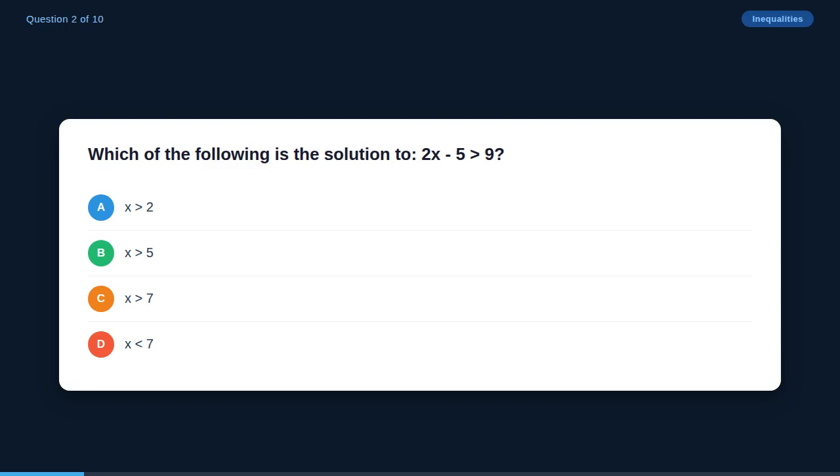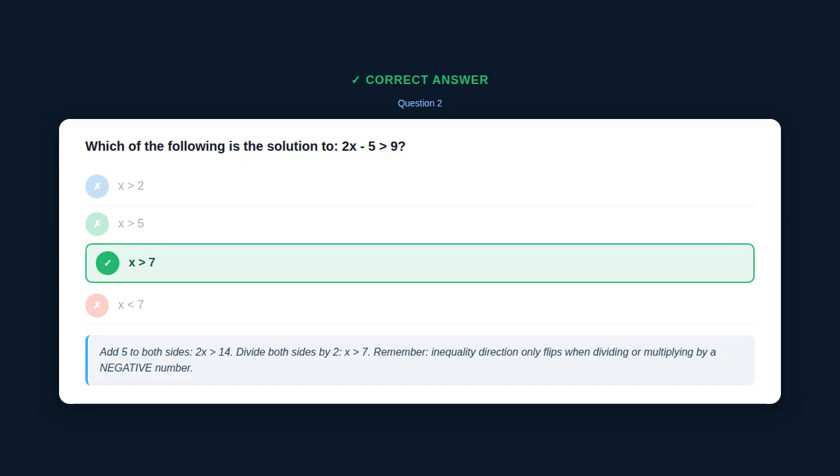Add 5 to both sides: 2x > 14. Divide both sides by 2: x > 7. Remember, the inequality direction only flips when dividing or multiplying by a negative number.